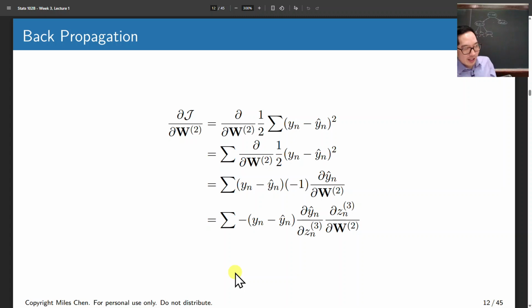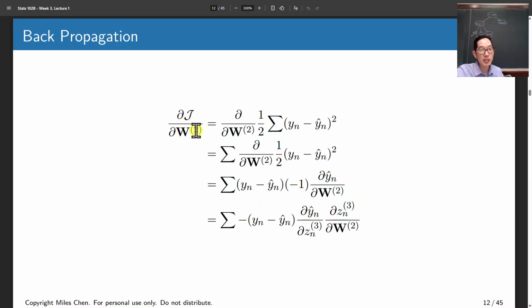Okay, so we are going to do back propagation. We're going to work backwards. Starting with our output, the first thing before that is our W2 matrix. Then we have our hidden layer, and then we have a W1 matrix. So working backwards, we're going to find the gradient of the loss function with respect to our second weight matrix.